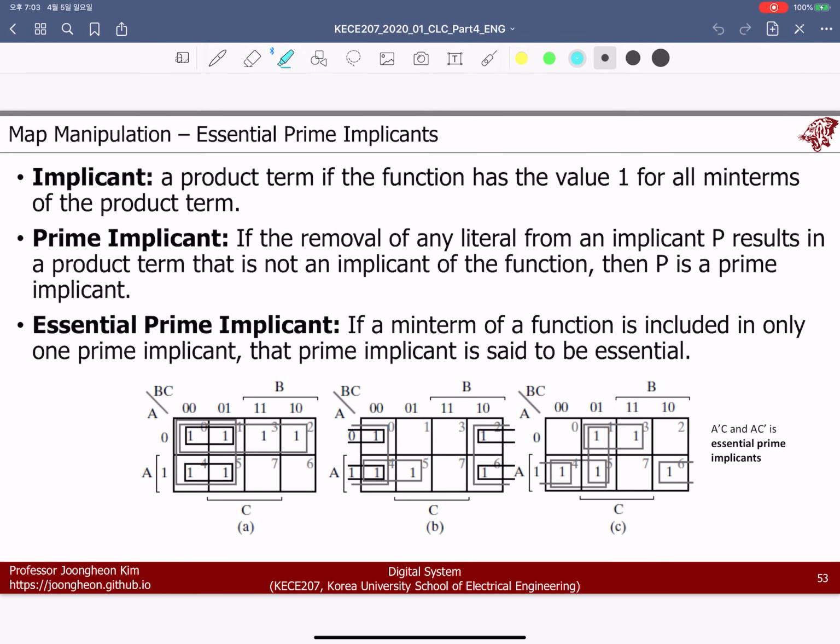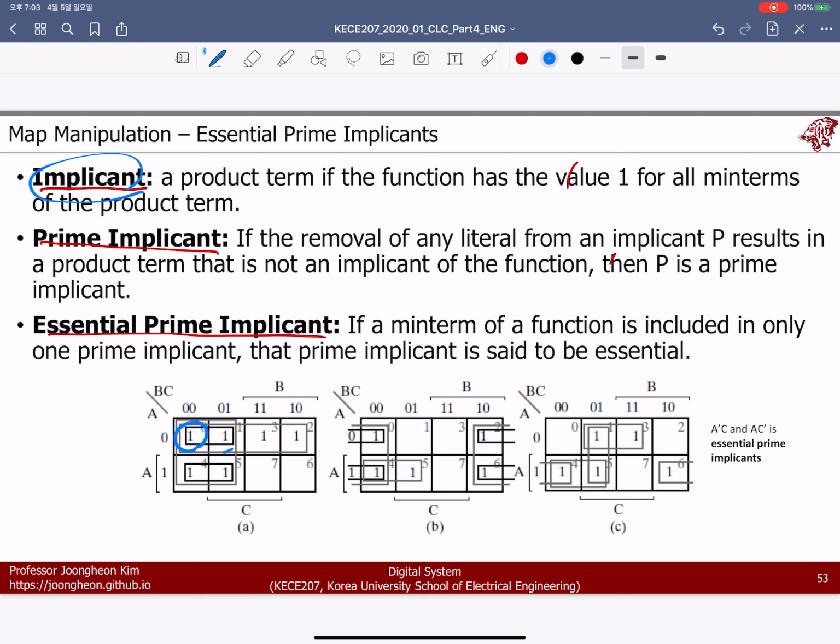So here we're gonna study about implicant, prime implicant, and essential implicant. These are all related to the simplification procedure. Actually, it is very hard to understand with these verbal descriptions, so let me give you some more details with examples. But before starting, let me give you some idea about implicant at first.